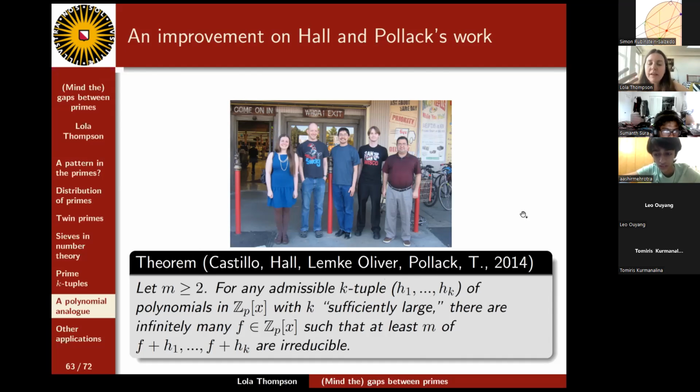And we're even getting a lot more examples than Chris Hall or Paul Pollack in their paper. Their paper is constructive, and the examples they get jump up in degree very quickly, and we get a lot more of a given degree with the Maynard and Tao method. So this is an improvement on what Chris Hall and Paul Pollack did in their PhD theses.